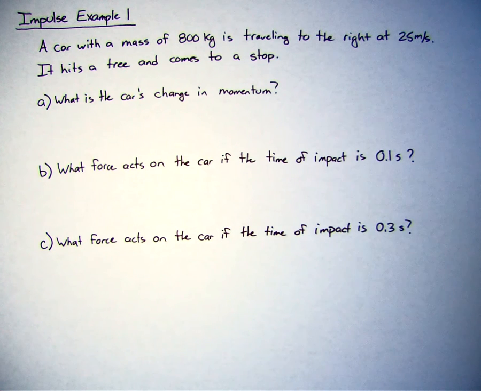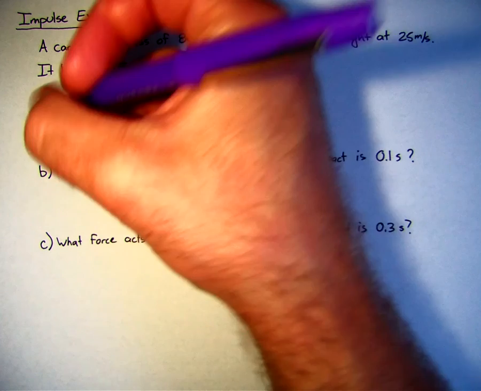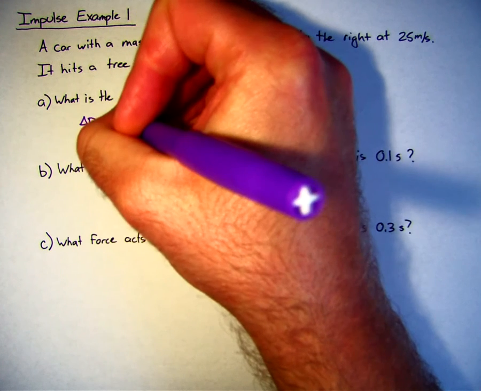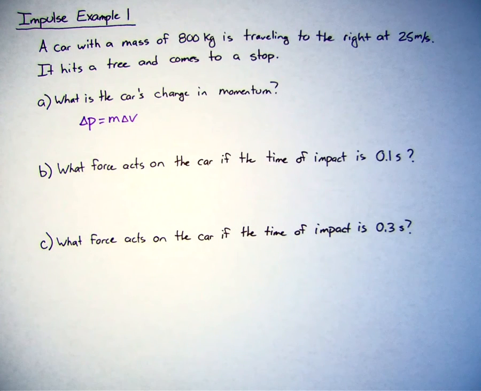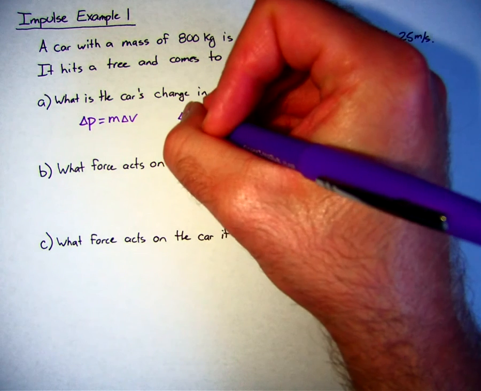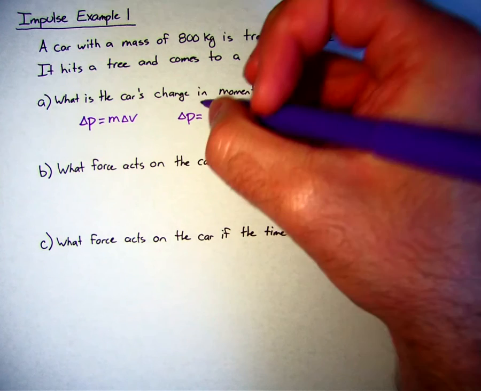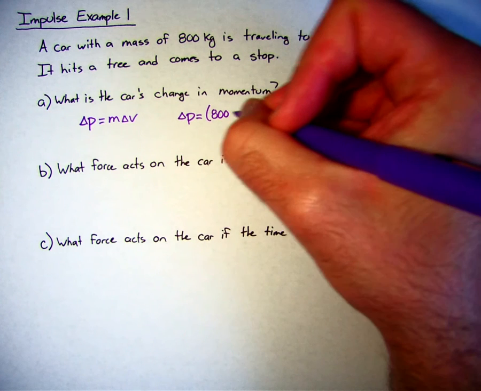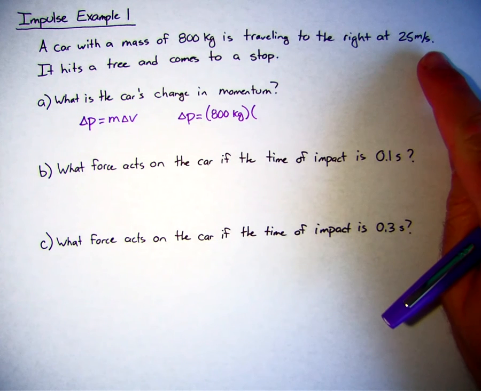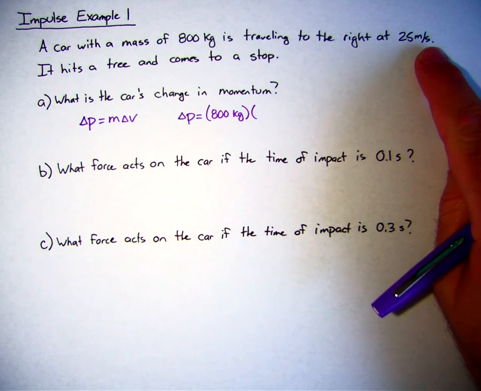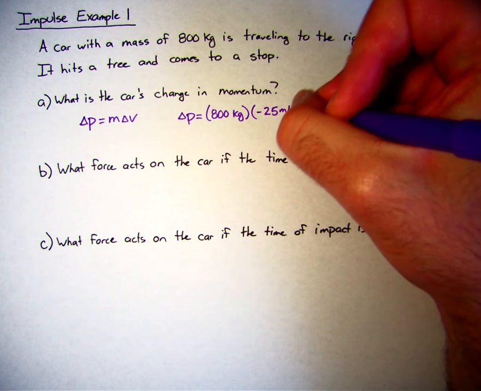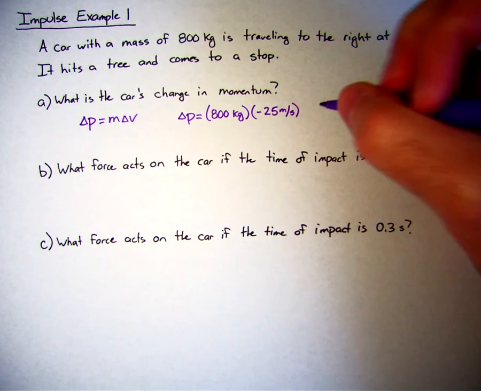Well, we know that the change in momentum is just equal to the mass times the change in velocity. So since I know what the mass is, and I know the change in velocity, I can just plug that in. So delta P is going to equal the mass, which is 800 kilograms, times the change in velocity. Well, it's traveling initially at 25 meters per second. It's coming to a stop. So we have a negative 25 meter per second change in the velocity.